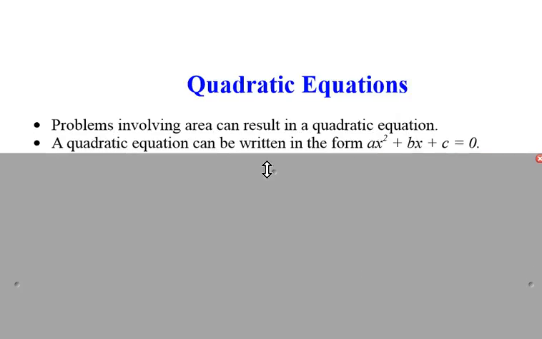A quadratic equation can be written in the form ax squared plus bx plus c equals 0. So this form that you see right here is what we would refer to as standard form or general form. We have the squared term first, followed by the x term, then the constant, and it equals 0. This is the format we want our quadratic equation in before we start to solve it.